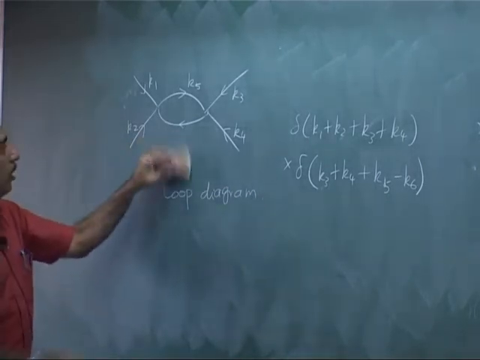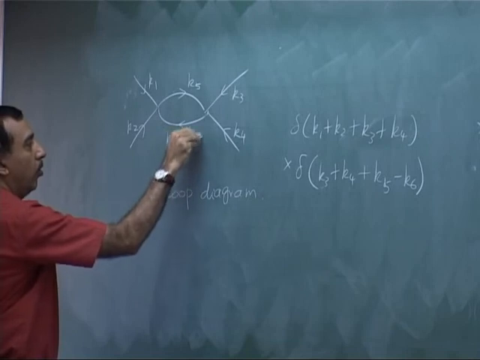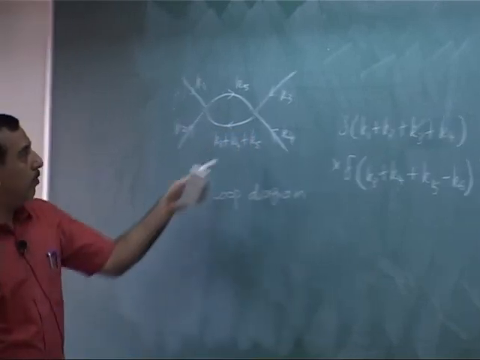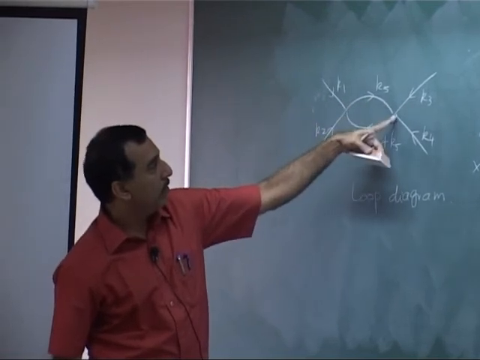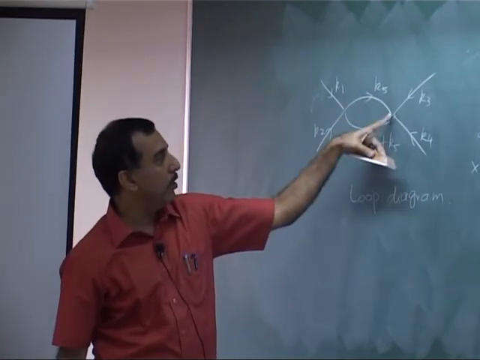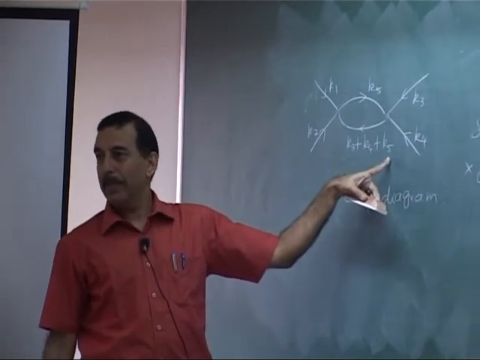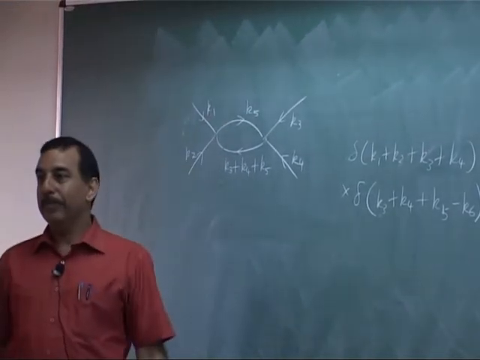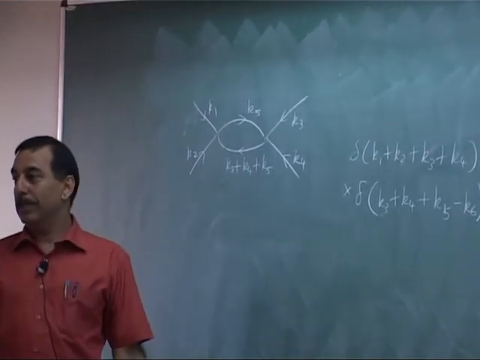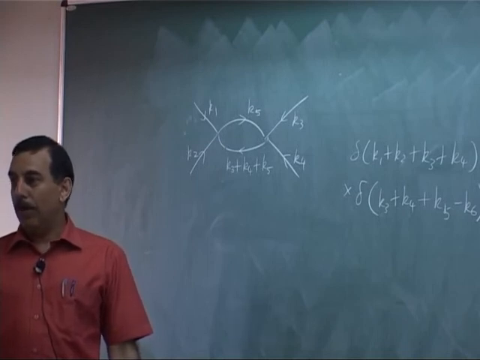So in this diagram I can write this as k3 plus k4 plus k5. I could have even guessed it, because I could have said, look at this vertex: k5 is coming in, k3 is coming in, k4 is coming in, so the sum of all three must be going out. That's clear. So what about k5? Is it fixed by anything? Okay, so it's not fixed.